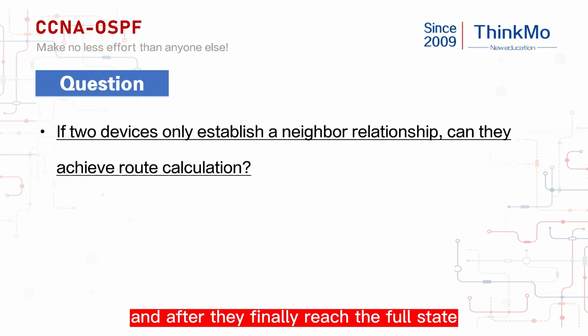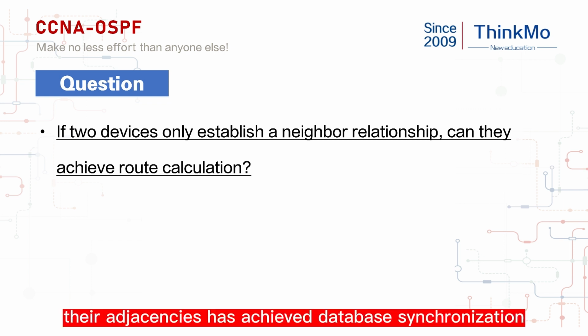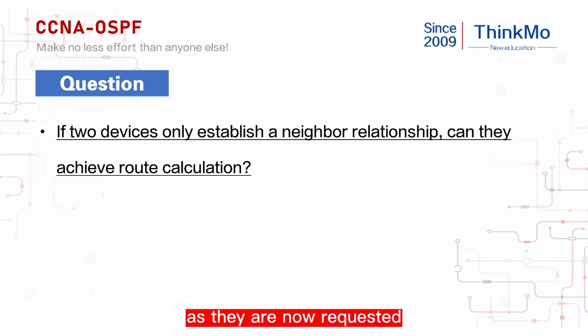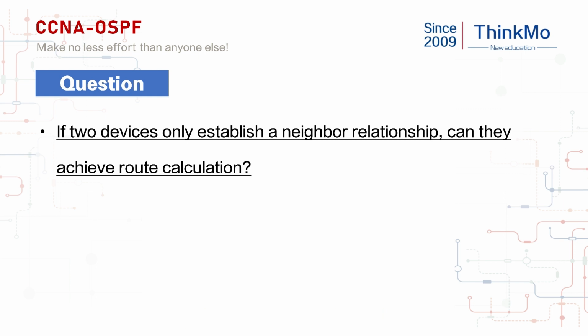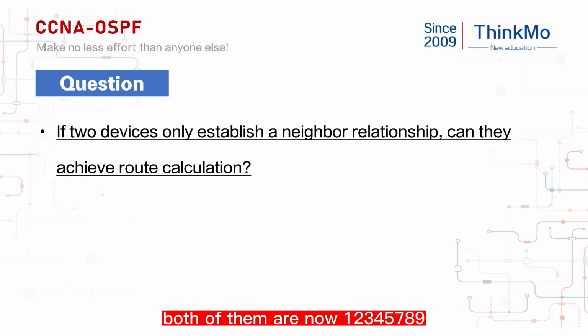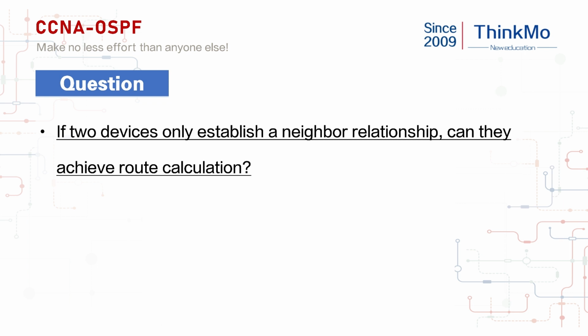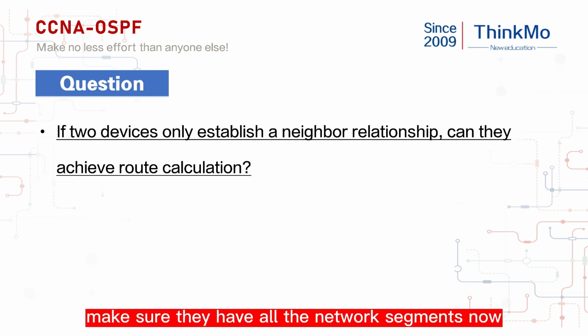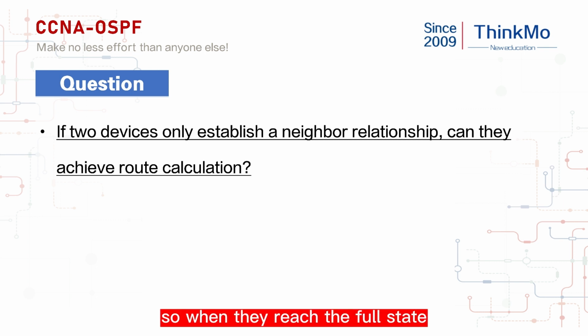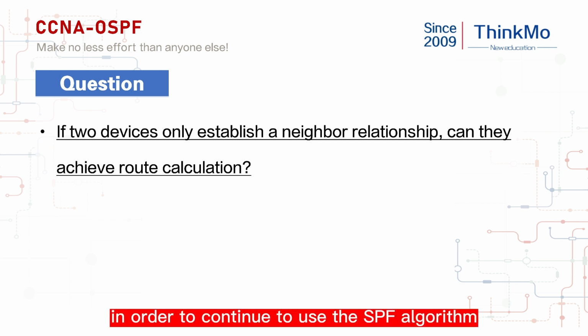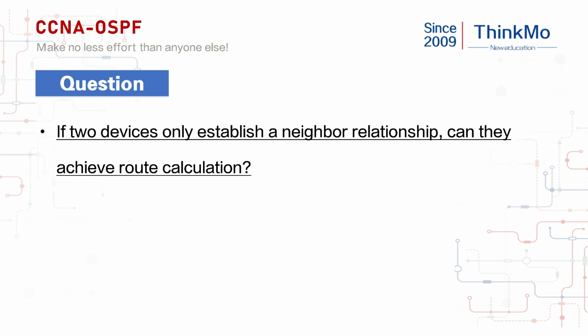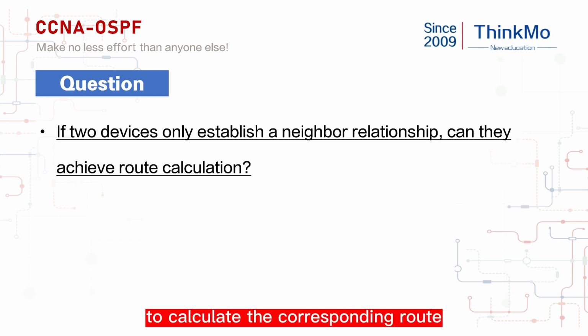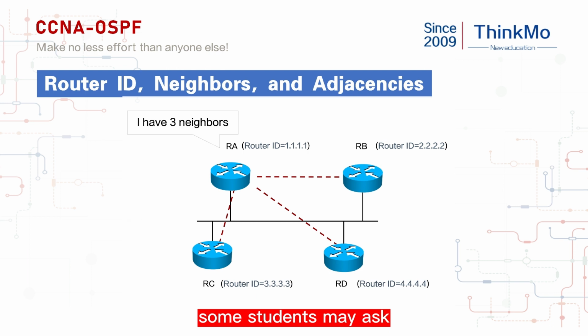After they finally reach the full state, their adjacency has achieved database synchronization, as they have now requested, replied and confirmed. Both of them now have 1, 2, 3, 4, 5, 7, 8, 9. After everything is synced, they make sure they have all the network segments. So when they reach the full state, they can continue to use the SPF algorithm to calculate the corresponding routes. Some students may ask, how do these two relationships work?